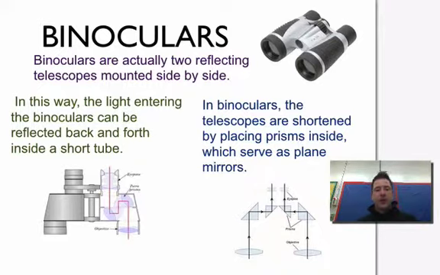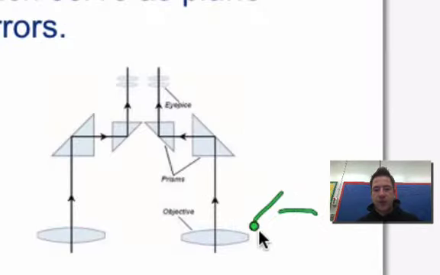So the light, when we have this, is going to enter the eye, and it can be reflected back and forth inside the short tube. If we take a look right here, we can see how the light is being bounced back and forth. It comes through the objective lens right here. Okay, and once it comes through the objective lens, then it's going to hit a series of prisms.